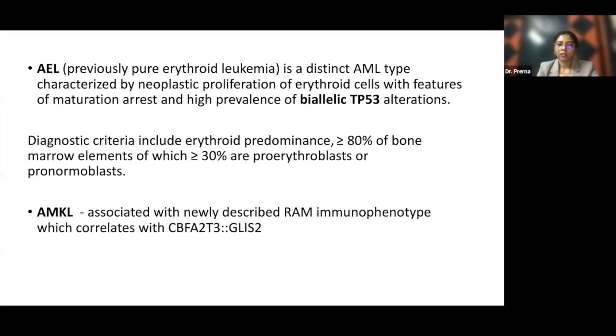Diagnostic criteria include erythroid predominance, 80% or more of bone marrow elements, of which 30% or more are proerythroblasts or pronormoblasts. AMKL, acute megakaryoblastic leukemia, is associated with the newly described RAM immunophenotype, which correlates with CBFA2T3-GLIS2.